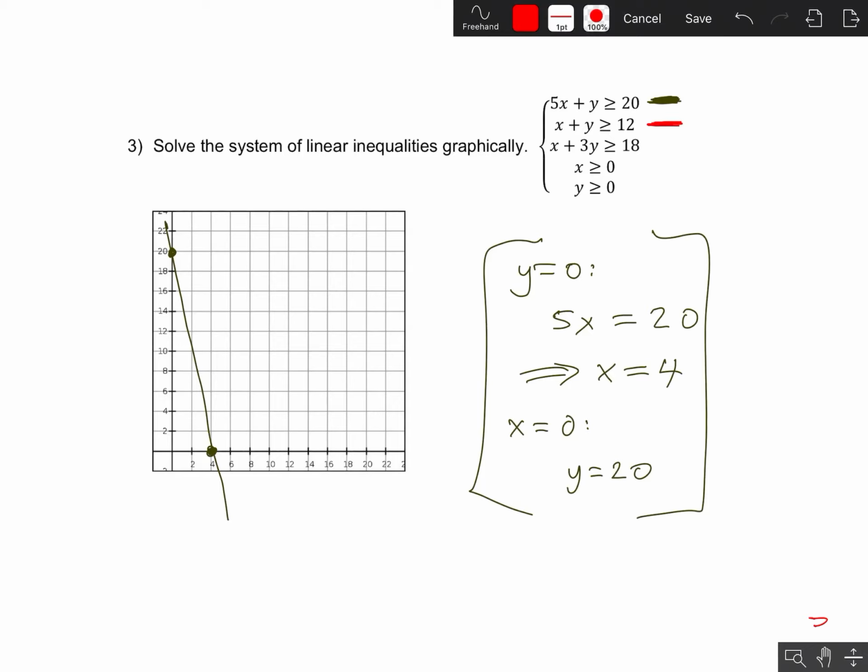So now what we'll do is we'll plot x plus y equals 12. So pretend that there's an equal sign there. If y is equal to 0, then x would be 12. So that gives us 1 point on that line. And if x equals 0, then y would be 12. So that gives us a second point on that line. And that means that this is the boundary line that we're looking for.